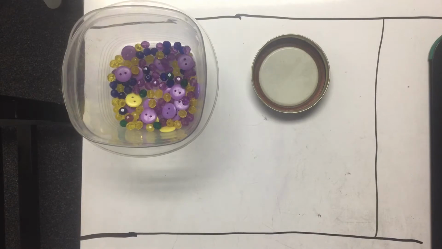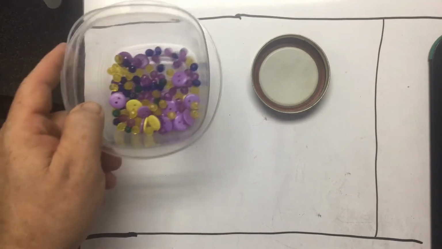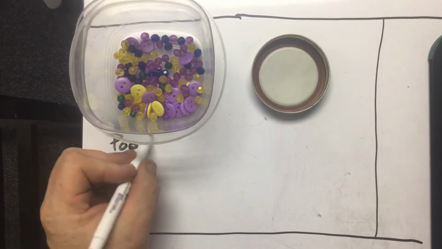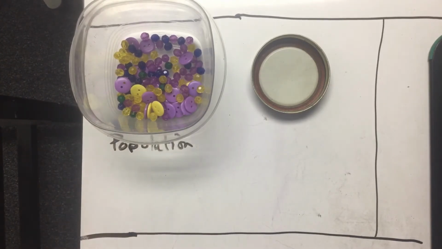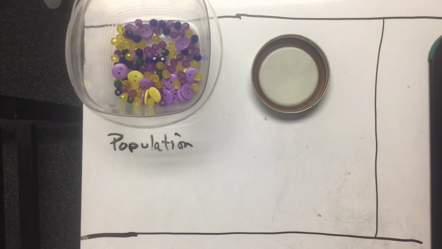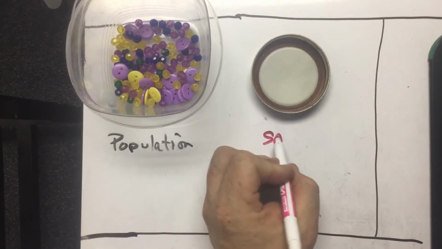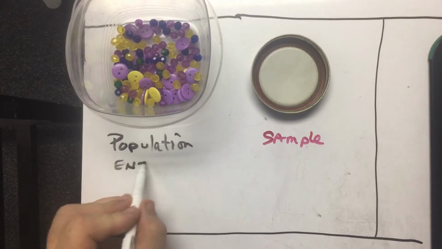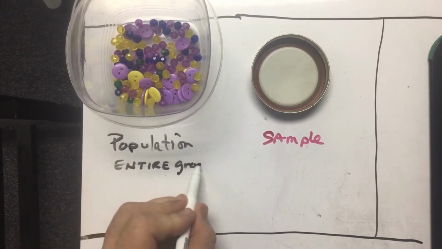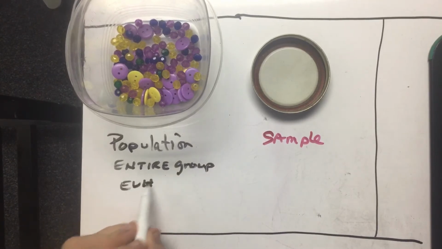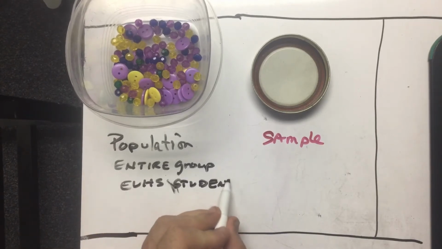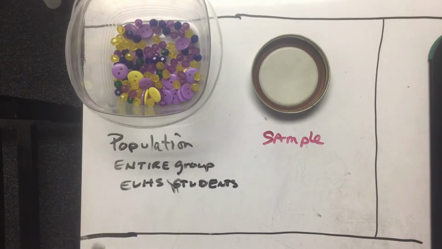So if we're looking at this and we're taking samples, I'm just going to say this is my population. So that's my population, and let's just say that's all the students at EUHS. And then this will be my sample here. So the idea is that the population is the entire group. So right now we're going to say it's EUHS students.